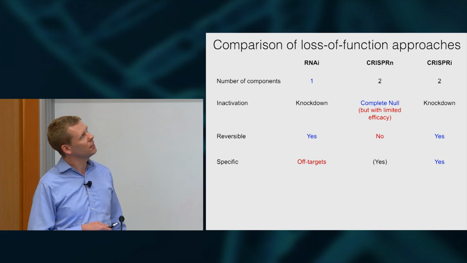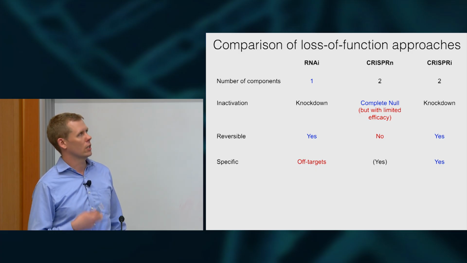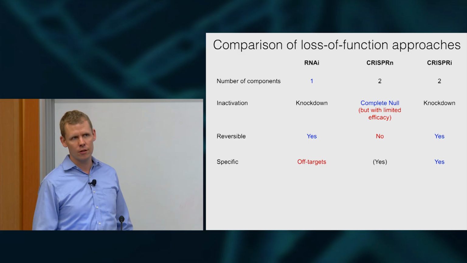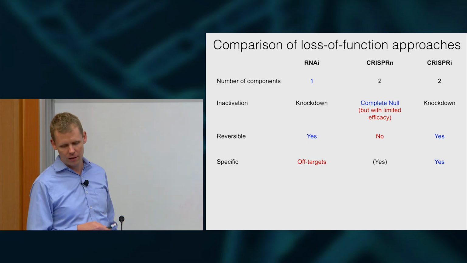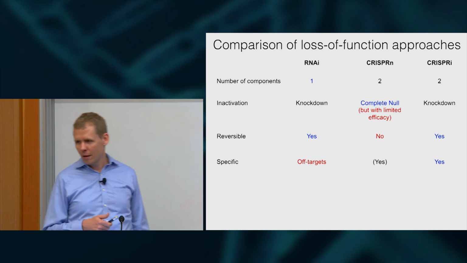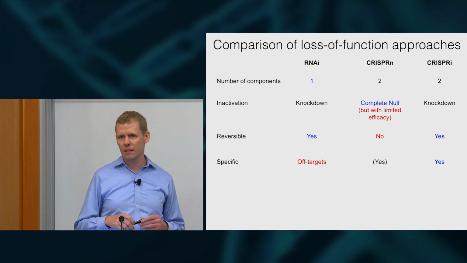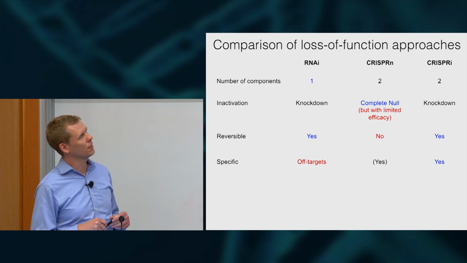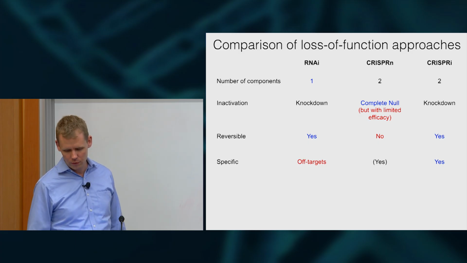In terms of specificity, RNAi is obviously notorious for off-targets, as we said, which is a problem in genome-wide screens that you can overcome with complex libraries, but that comes at a cost. CRISPR nuclease is somewhat specific, and I think it's still an improving system in terms of specificity, but there is a concern. Versus CRISPR-I, really based on our data, seems to be the most specific one right now.